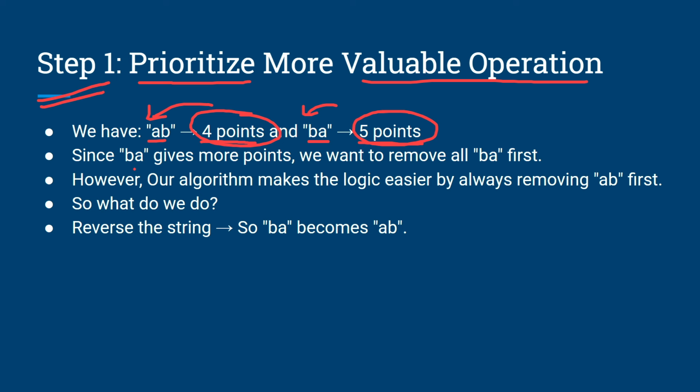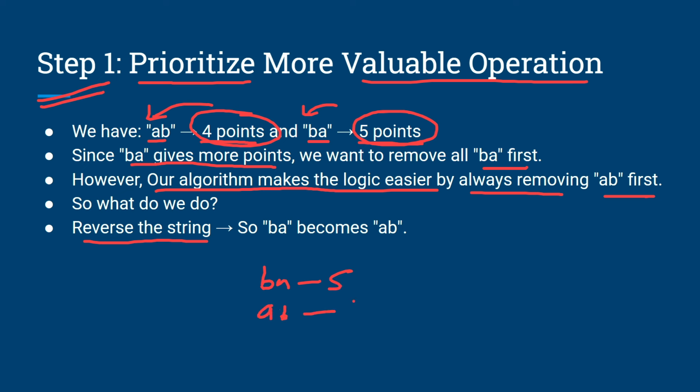So you know here BA gives more points, and we want to remove all BA first. Understand? However, our algorithm makes the logic easier by allowing removing AB first. So what do we do? We'll reverse the string. We know that BA gives 5 points and AB gives 4 points. Why don't we reverse this string? If we reverse this, we'll get BA also, so we also get 5 points if we reverse this.